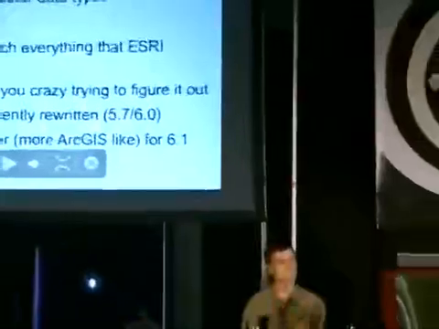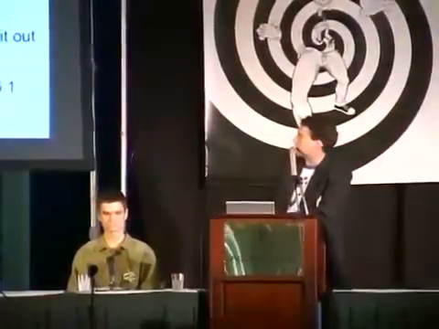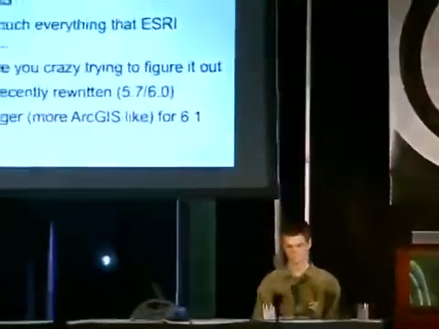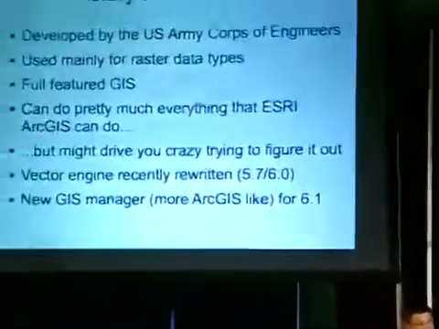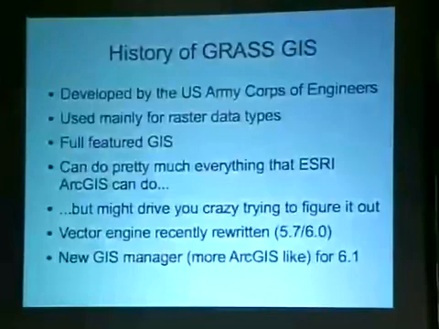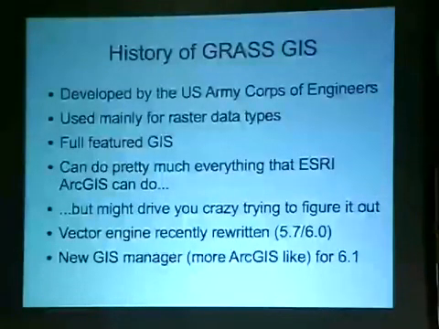Quick history of GRASS, this GIS software, which I'll show you in a second. It was developed by the Army Corps of Engineers until the mid-90s, when the Army Corps decided that there was other proprietary software out there and they shouldn't be developing their own GIS. It's mainly used for raster data types, which is common for most natural resource things, like when they want to model rivers. But it is a full-featured GIS. You can pretty much do anything that you can do with this $1,500 software in GRASS.